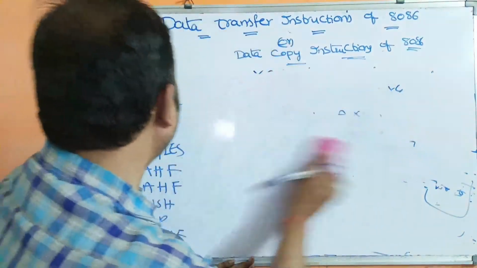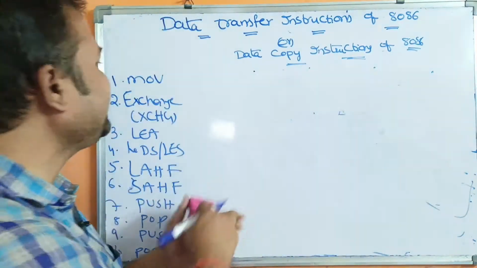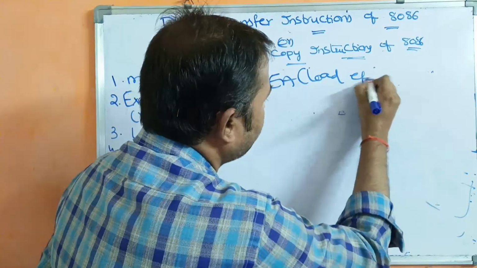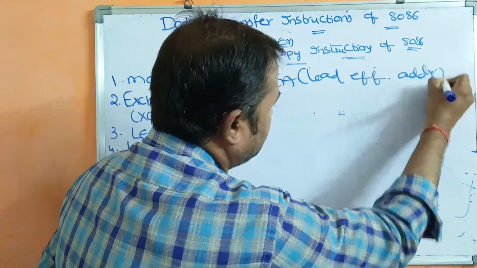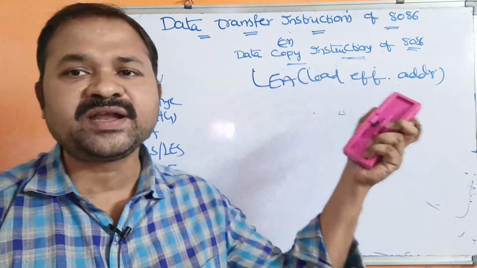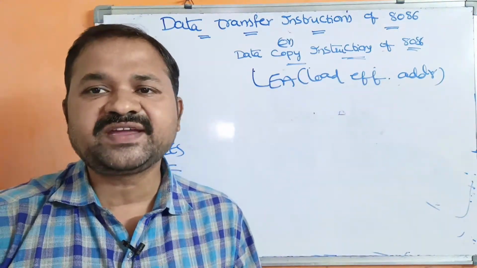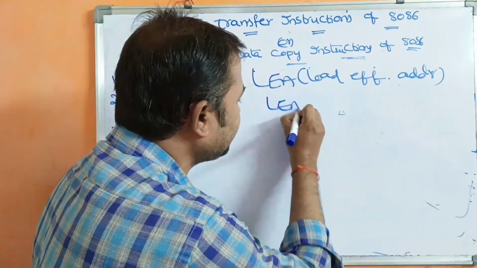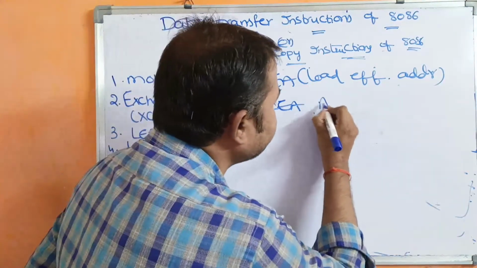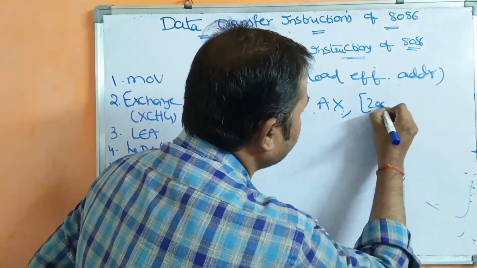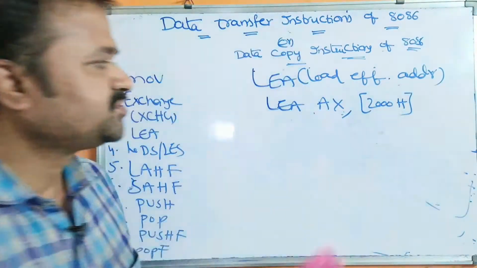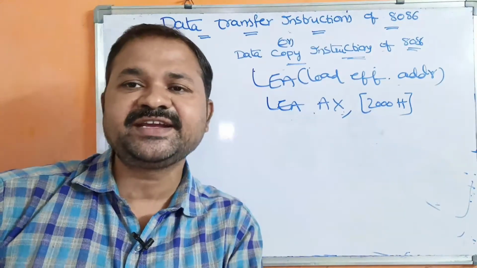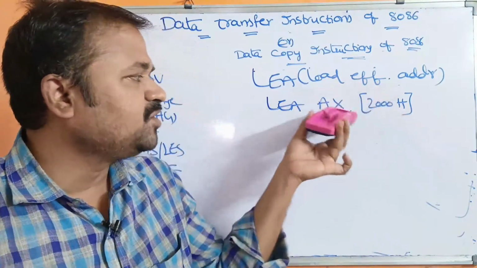Now let us see the next instruction. The next instruction is LEA. LEA stands for load effective address. It loads the effective address of the operand into the register. Let us see an example for this. LEA, let the register be AX, and let the memory location be 2000H. So now what will happen? This is the effective address. 2000H is the effective address. Let 2000H contain 1, 2, 3, 4. Now 1, 2, 3, 4 will be loaded into AX.